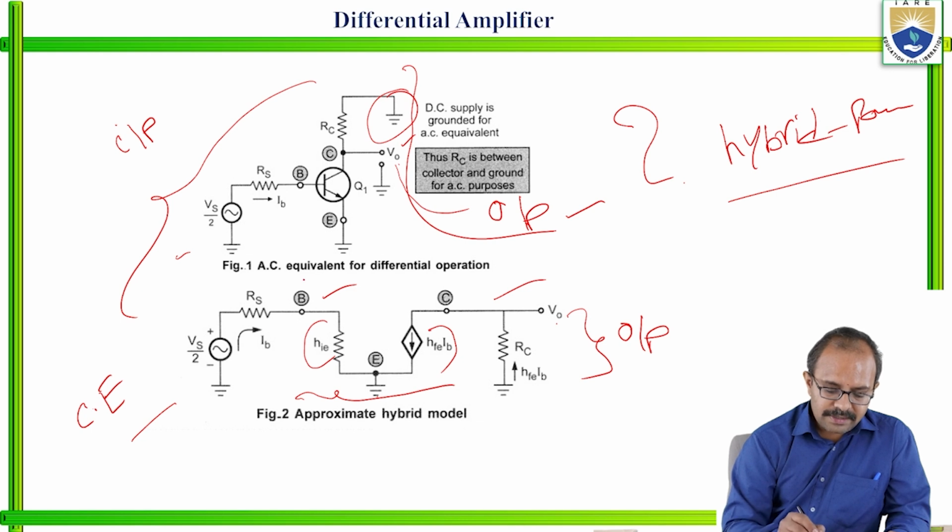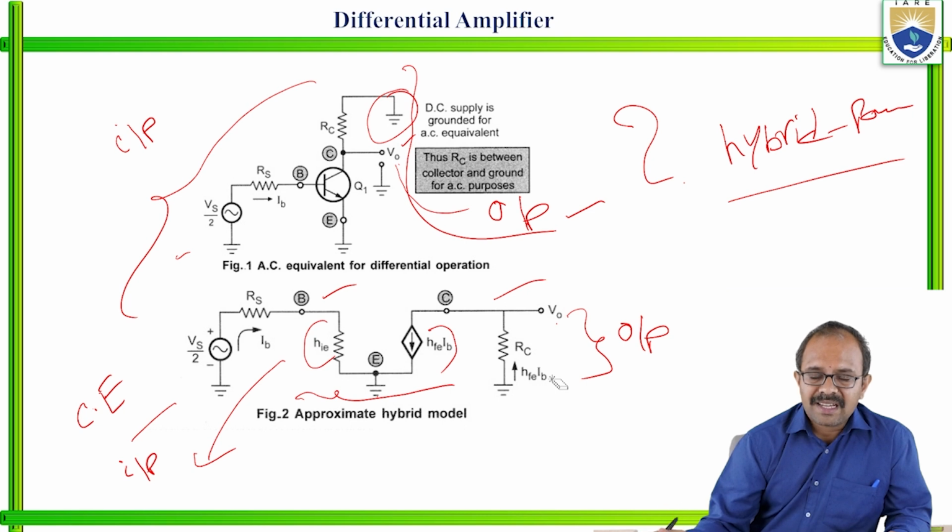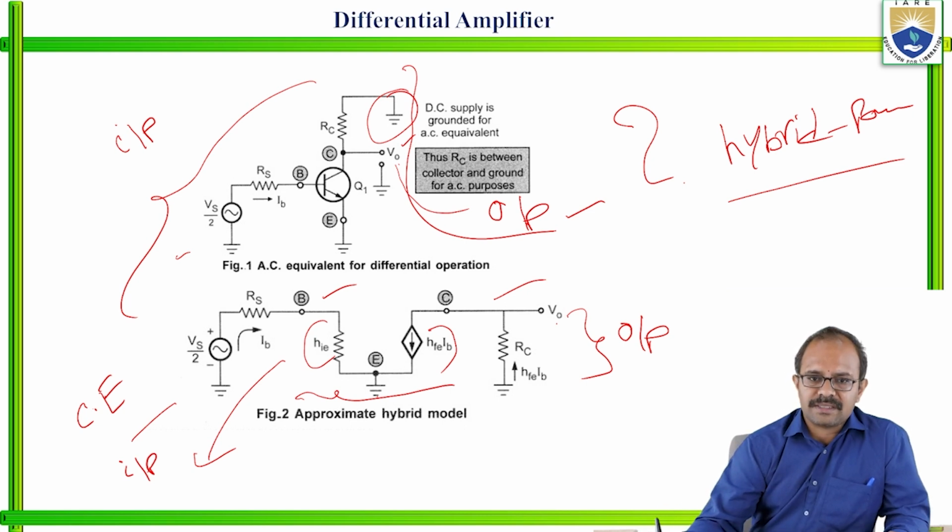So here this is going to be the input section. This is your input section. This is the input section of the transistor and this is the output section of the transistor. So as a first step, what we are going to do is apply KVL across the input terminals of the transistor.